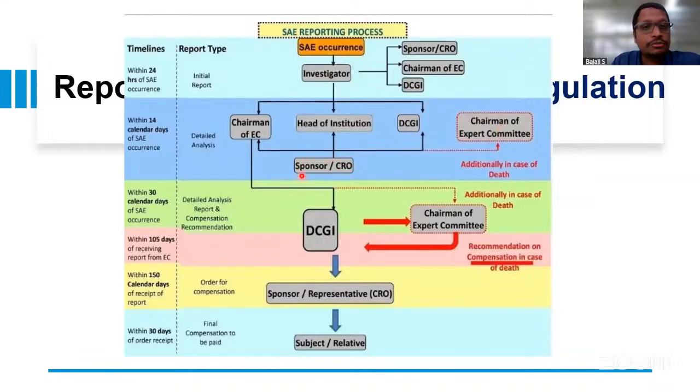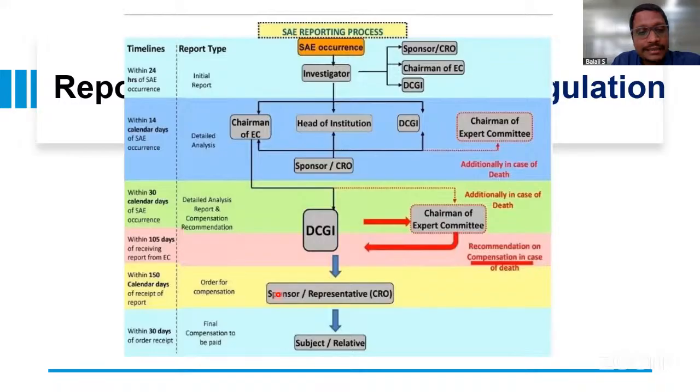Then in the meantime, the sponsor would also be communicating to the head of the institution and to the chairman of the ethics committee. Particularly if a death has occurred, that information would also be sent to the chairman of the expert committee. As the days progress, within 30 calendar days of an SAE occurrence, the ethics committee will also notify the information to the DCGI, that is the CDSCO. They will also send information to the expert committee, which would give recommendations to the DCGI. In turn, those recommendations will directly reach the sponsor or a representative for the purpose of compensation, particularly in case of death. That usually happens within 150 days.